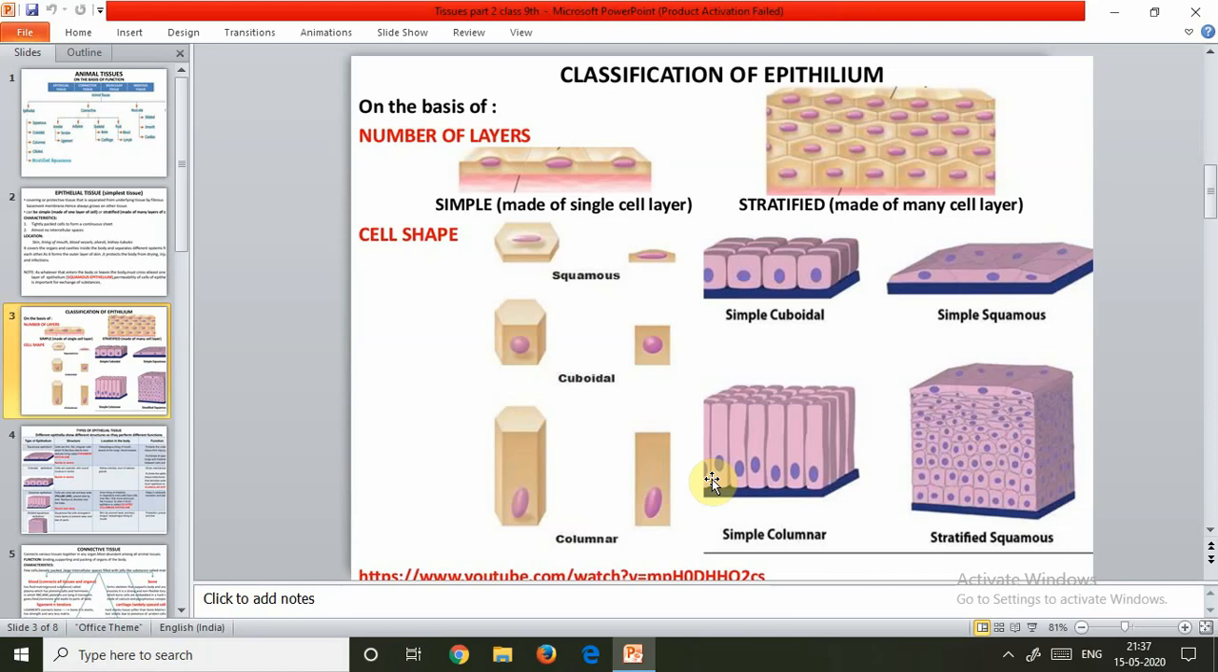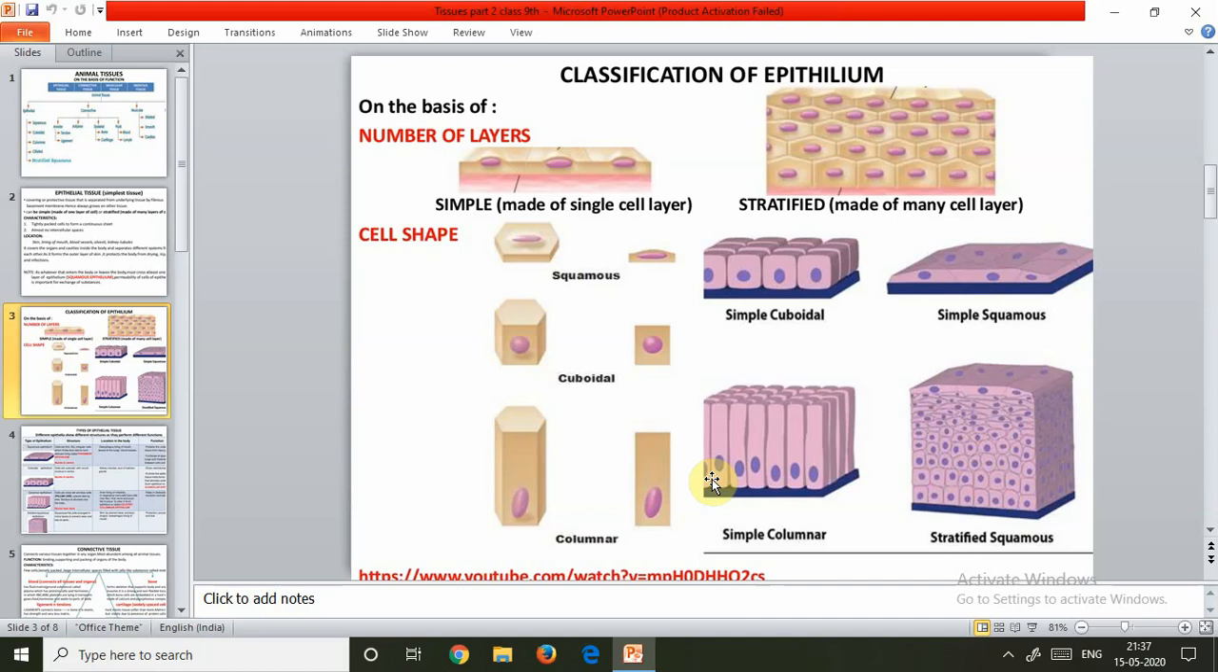Now what are microvilli? Microvilli are small cilia-like structures. They are mainly for absorption purposes. That is, they increase the absorptive area wherever they are present. So they are present in the intestine for increasing the absorption of food, and that's why microvilli are also present in the columnar epithelium.